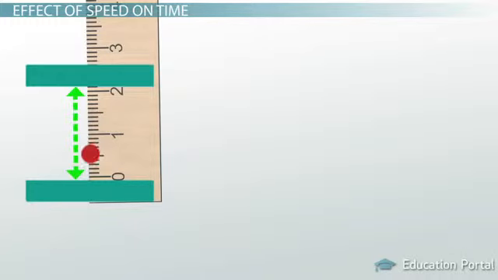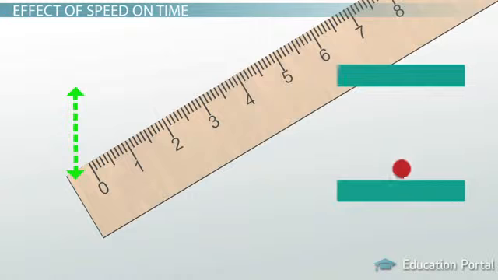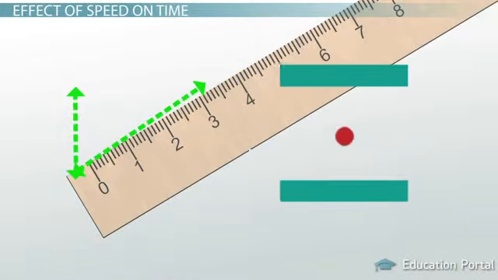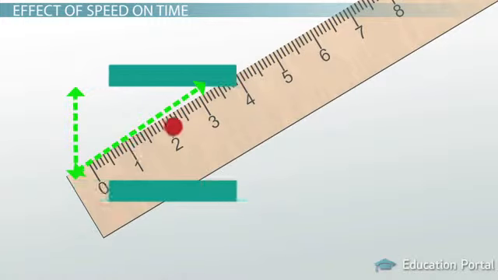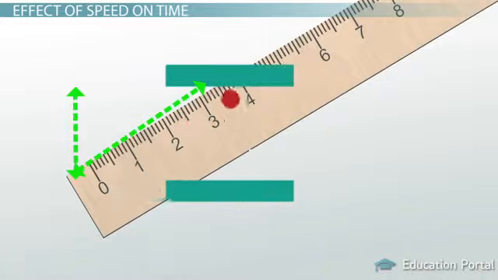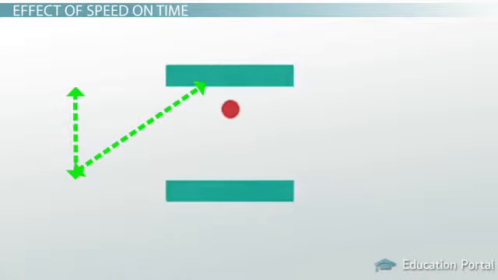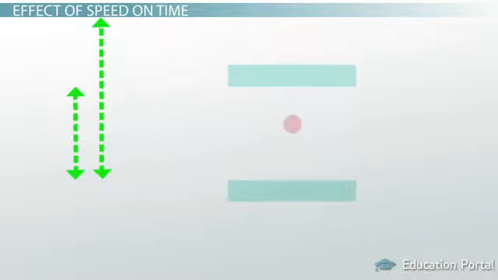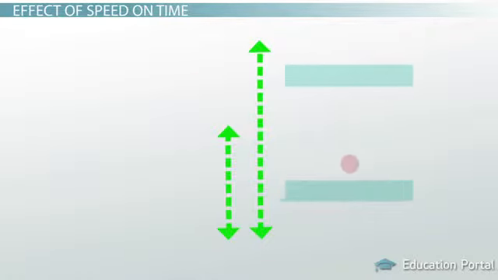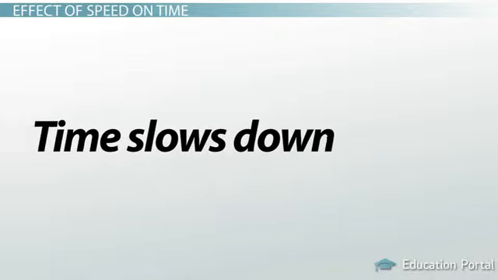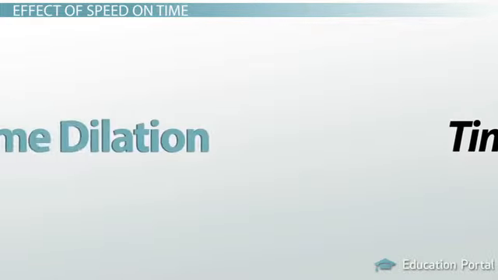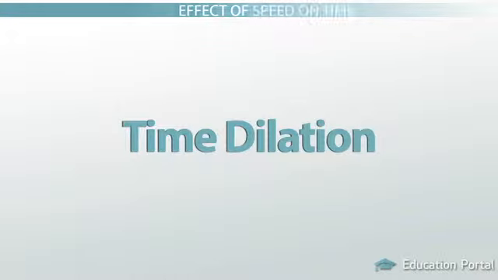However, if the clock moves, the beam of light will travel a greater distance with each pass between the mirrors. If we accept that each pass of light between the mirrors is the same unit of time, a second, for example, then the same unit of time now takes longer to pass when the clock is in motion. In other words, time slows down. This slowing of time at high speeds is referred to as time dilation.